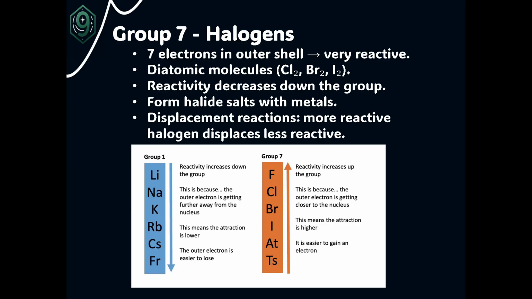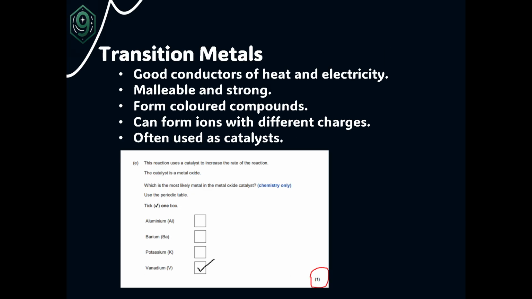And displacement reactions are super important here. A more reactive halogen will kick out a less reactive one from a compound. For example, chlorine, Cl2, can displace bromine from sodium bromide because chlorine is more reactive than bromine. Make sure you know this and you're able to apply this for exams.